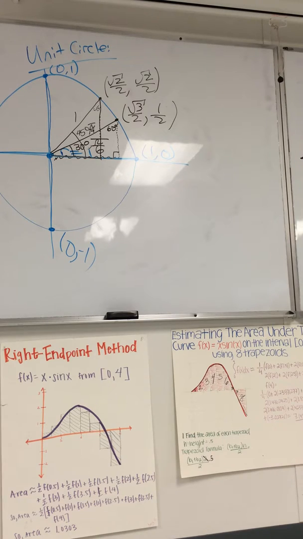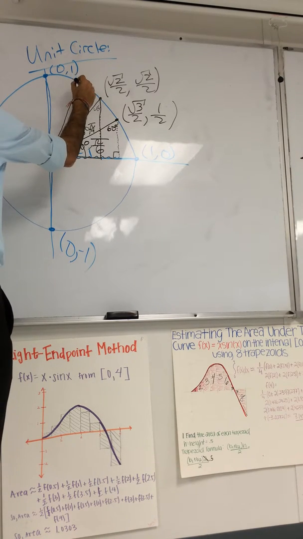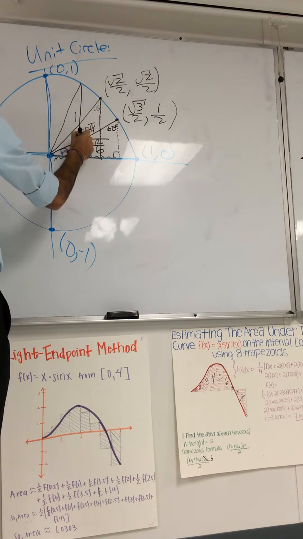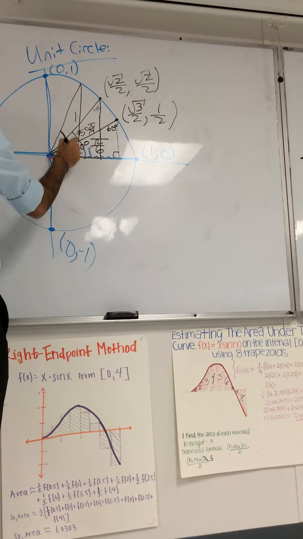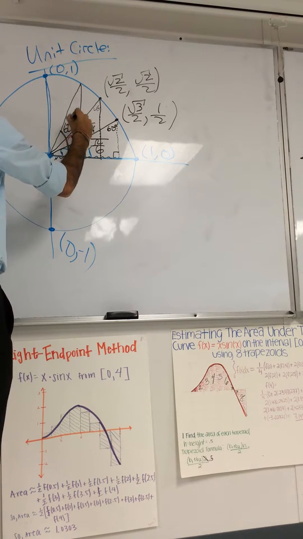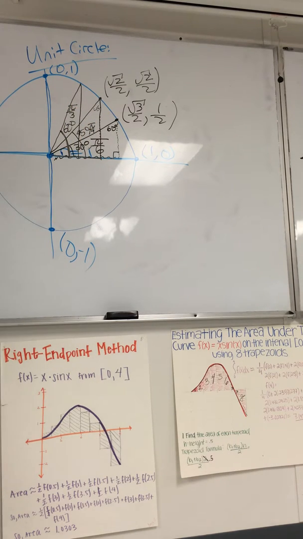And now we just have one more point. Call this angle 60 degrees, also known as pi over 3 radians.